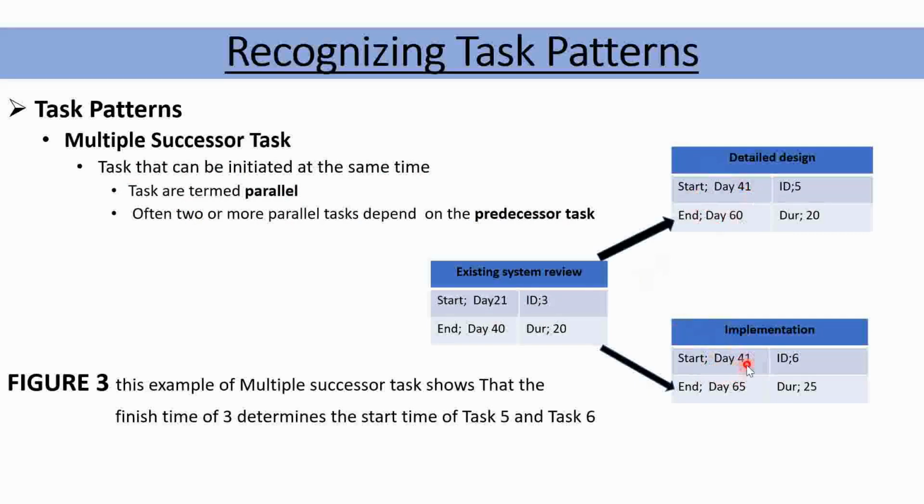The start day is what? 41. The start day is 41. And on day 40, they start immediately after. On day 41, on day 41. Right? They happened when? Concurrently. Multiple successors. These two, multiple successors.